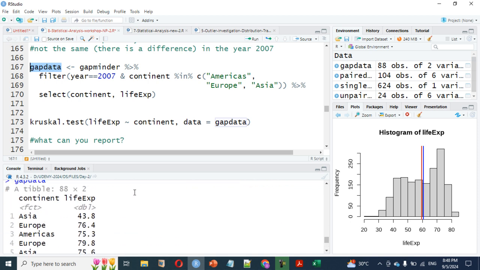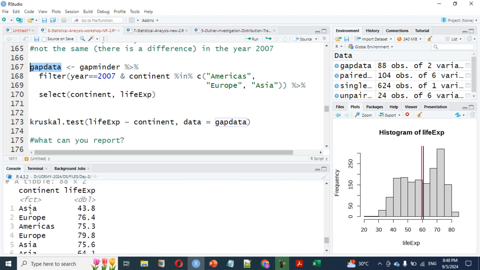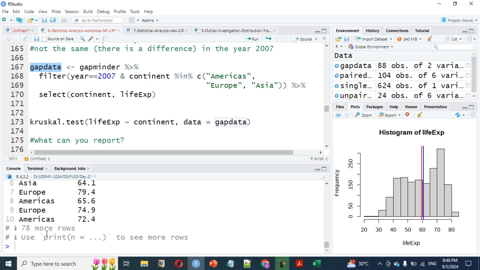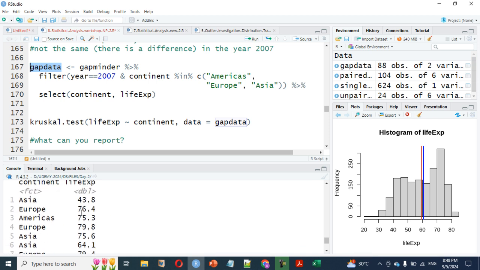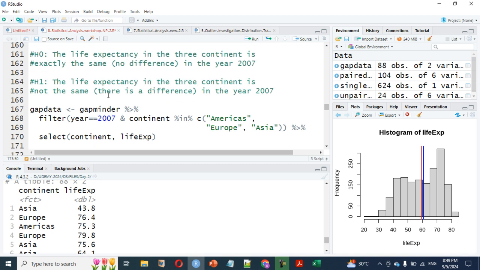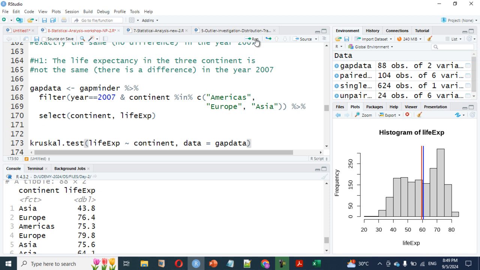You can see continent and life expectancy. We have Asia, we have it selected here. You can see we have 78 more rows. So that's what we have. Now we can run our Kruskal test. This is the new data we have created, which we used to filter. Then we also have continent here. So if you run this line of code, don't forget our hypothesis here. All right, so let's run and see.